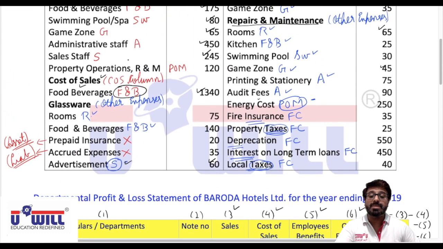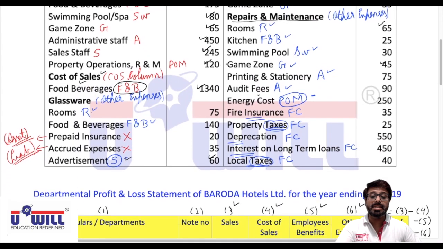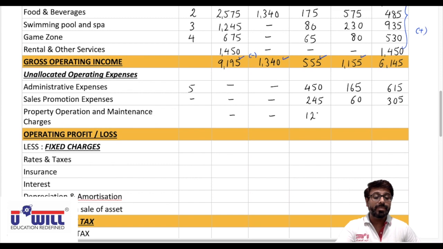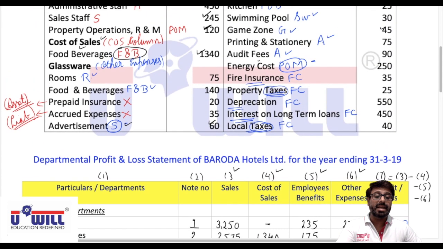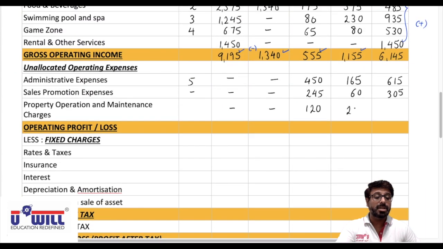Then property operation and maintenance, no sales, no cost of sales. What are employees benefit of property operation and maintenance? 120. Salaries and wages of property operation and maintenance is 120. And again, only one item is there, energy cost. So we have not made the note. 250 will come in other expenses. No note is made for that, as only one item is there. 120 plus 250, 370.